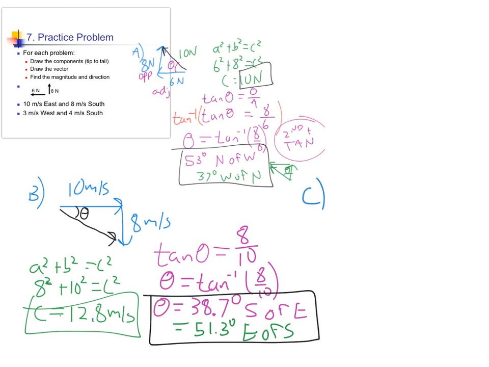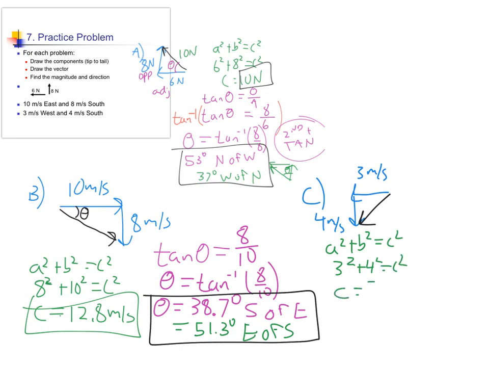We have 3 meters per second west, so there's my 3 meters per second, followed by 4 meters per second south. I line those up tip to tail. There's my hypotenuse. To get that hypotenuse, I'm Pythagorizing this. A squared plus b squared equals c squared. 3 squared plus 4 squared equals c squared, so c is going to be 5 meters per second.